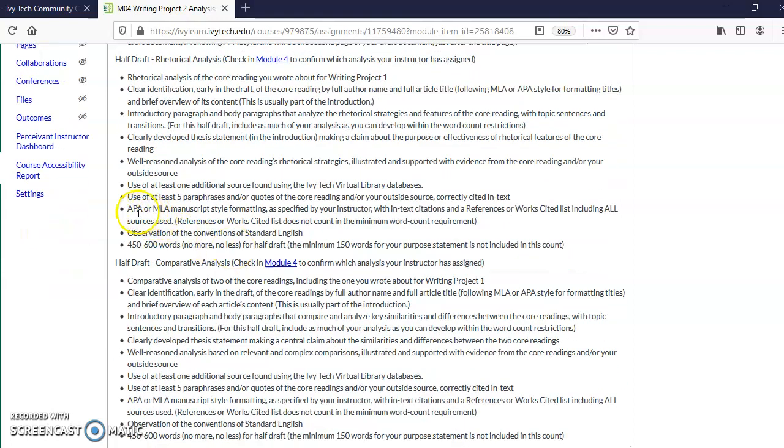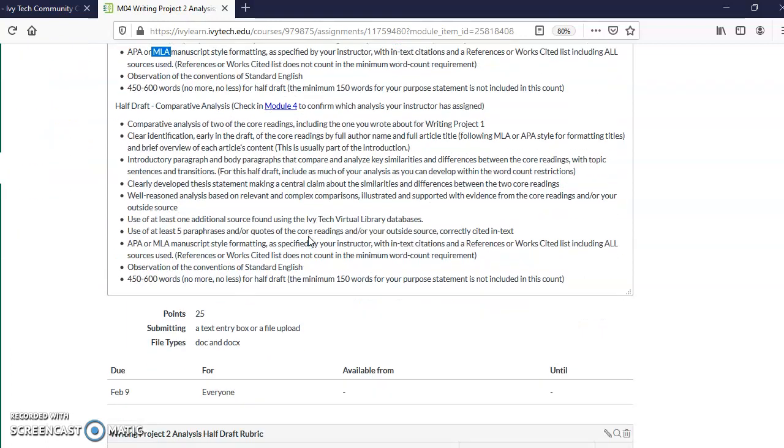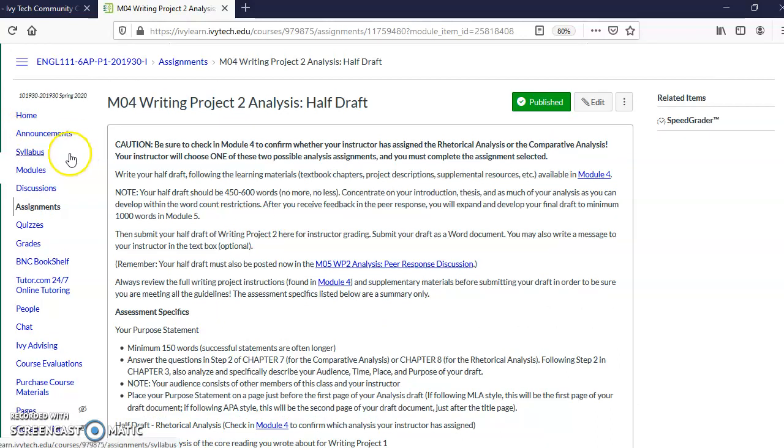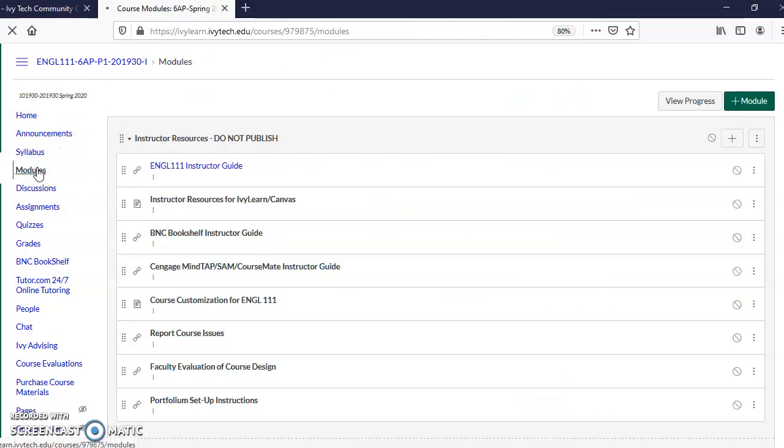We are only using APA. You can disregard if it does say MLA. And again, the half draft will be due on February 9th by 11:59 p.m. And I'll get those back to you as quickly as possible. Don't forget to post it both in the discussion board and also to me.